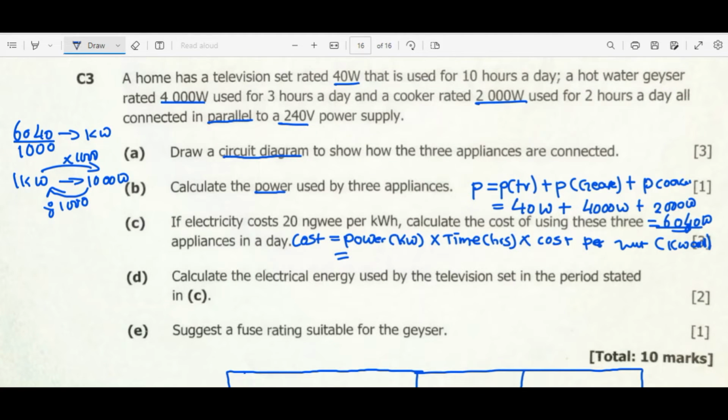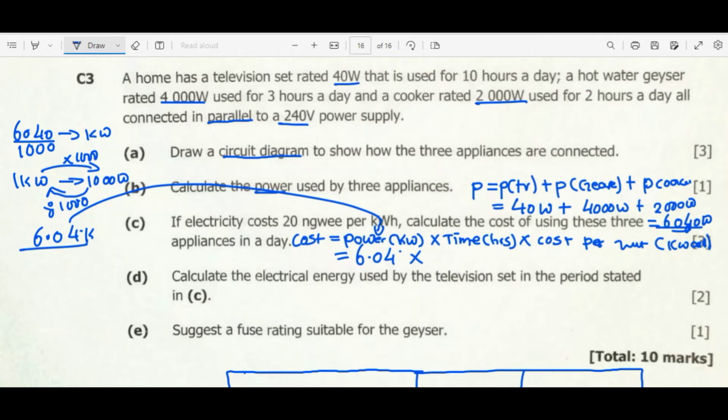So 6040 divided by 1000, I'm getting 6.04. So this is my power now in kilowatts. So this is the number that I'm going to substitute here. So 6.04 kilowatts times time.